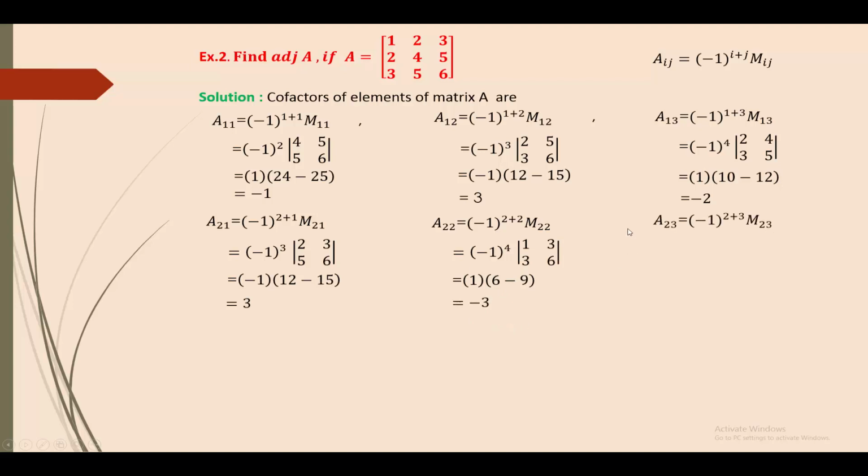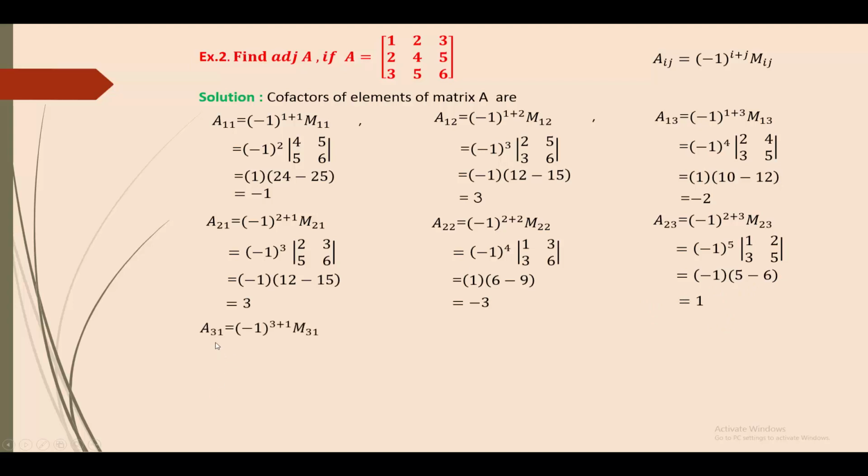Next is A23. A23 is minus 1 raised to 2 plus 3 times M23, which is minus 1 raised to 5 into minor M23, a determinant obtained by deleting the second row and third column. So we get determinant 1 2 3 5. Minus 1 raised to 5 is minus 1. Now expansion 5 minus 6, and minus 1 into minus 1 is plus 1.